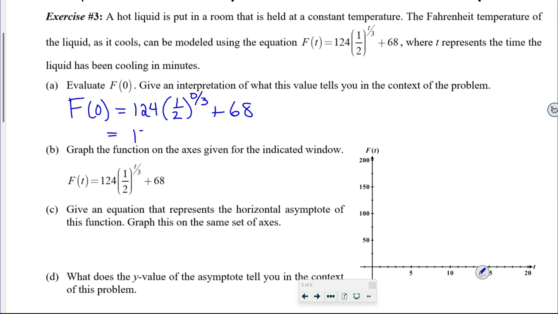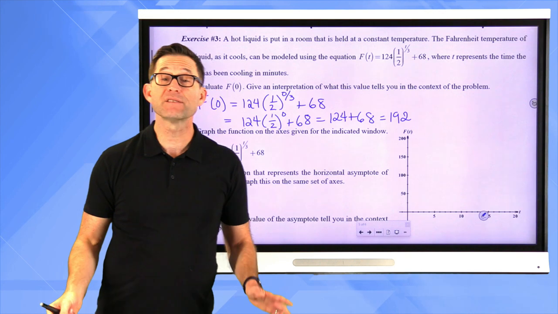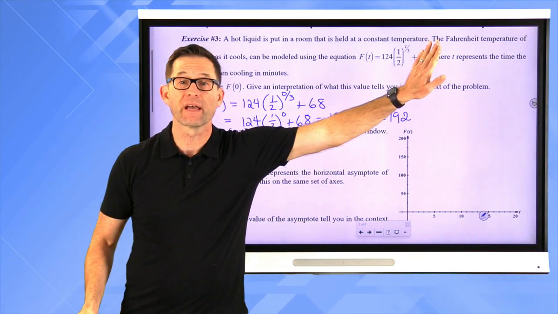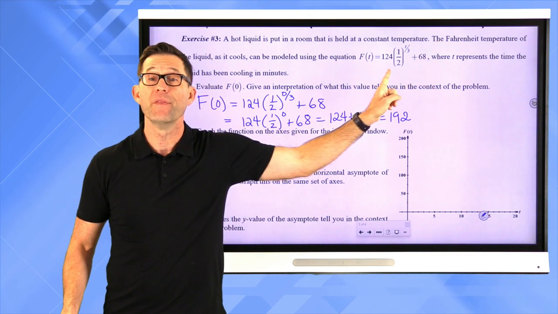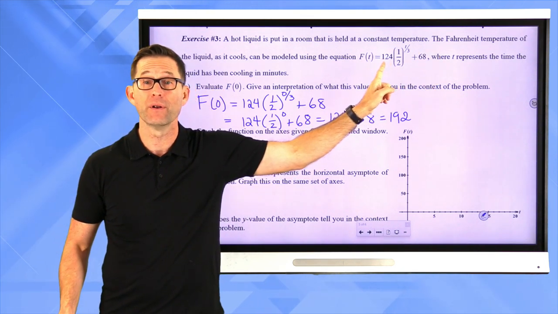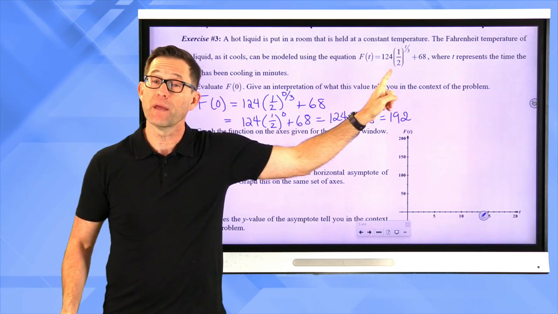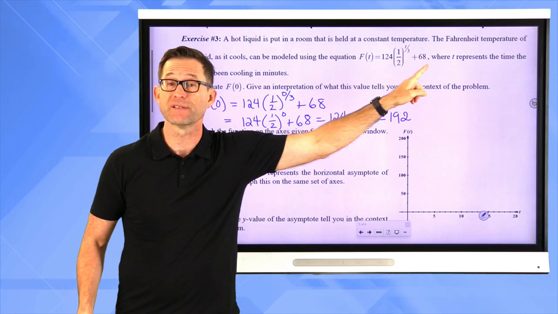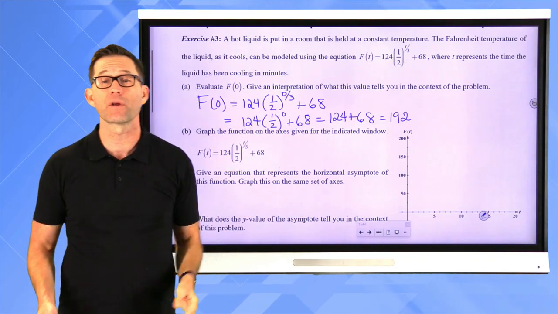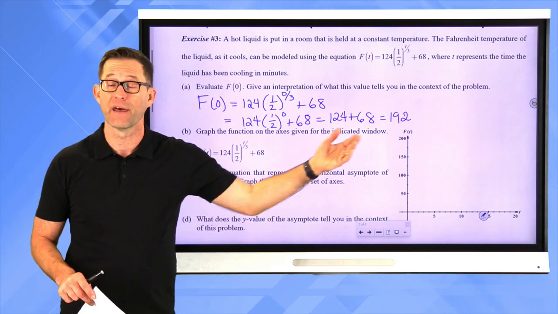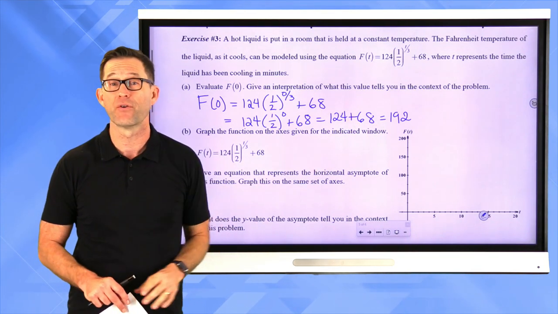Now, we are going to get 124 times one-half to the 0. But that's going to give us 124 plus 68, which is going to give us 192. Right? And that's very critical. So in an unshifted exponential function, this is most certainly the value of the output when the input is equal to 0. The problem here is that we've got your garden variety exponential function that's now been shifted 68 units vertically upwards. And so we end up getting an output, a y-intercept of 192.